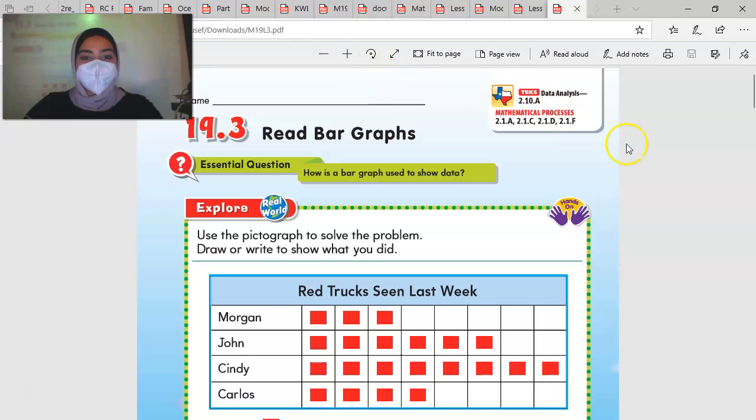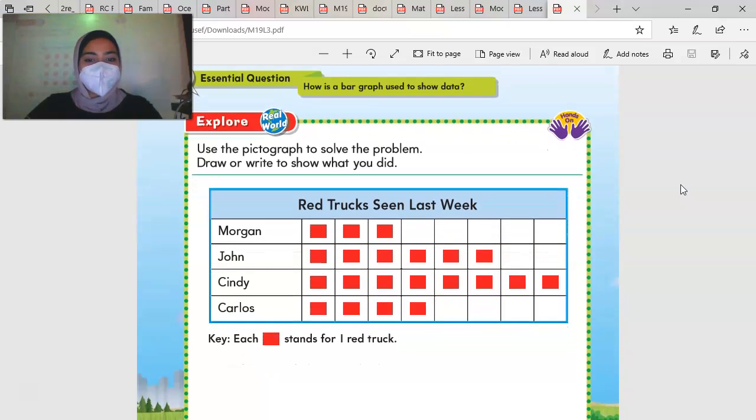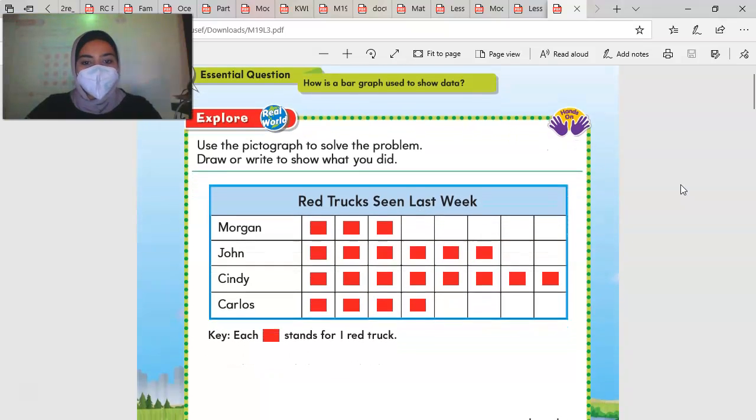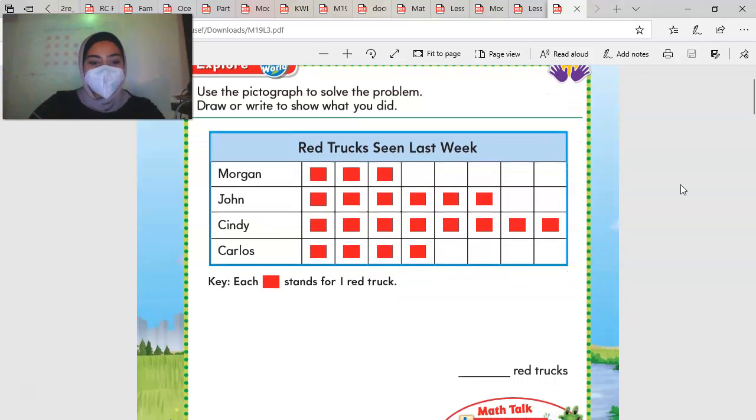Today we are learning how to read bar graphs. How is a bar graph used to show data? So use the pictograph to solve the problem. Draw or write to show what you did. We talked about pictographs and we also talked about bar graphs. Pictographs are graphs that show pictures. Bar graphs are graphs that look like bars filled in. Okay? This is called a pictograph.